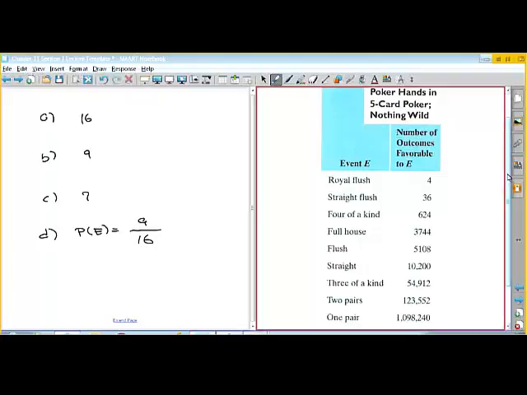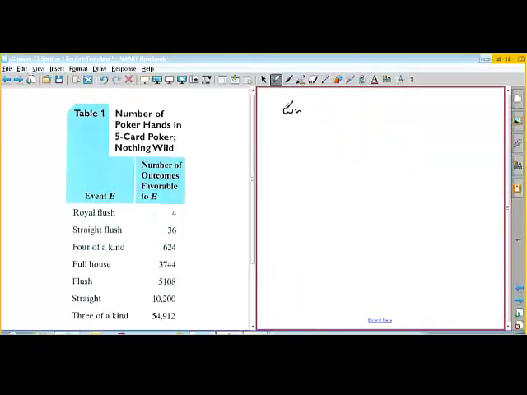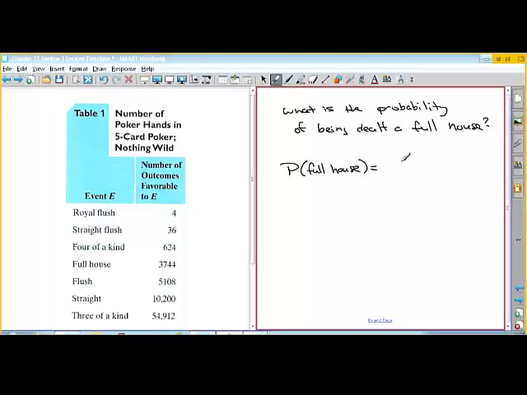1 pair is 1,098. So if I ask the question, if a 5-card hand of poker is dealt, what's the probability of being dealt a full house? So again, the probability of getting a full house is equal to the number of favorable events.